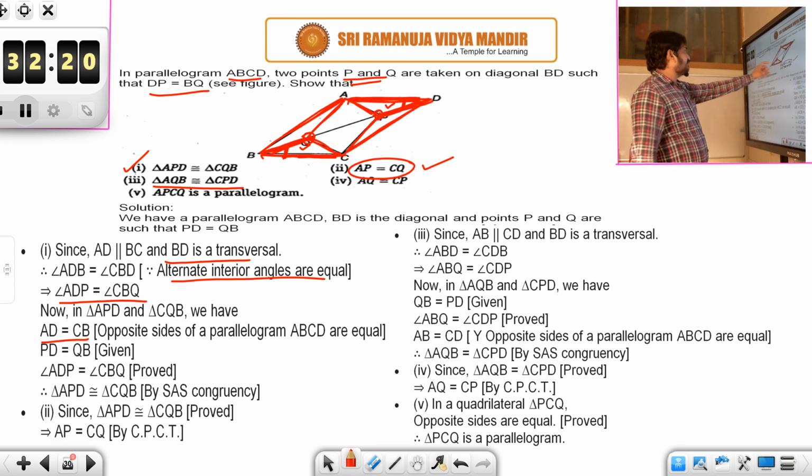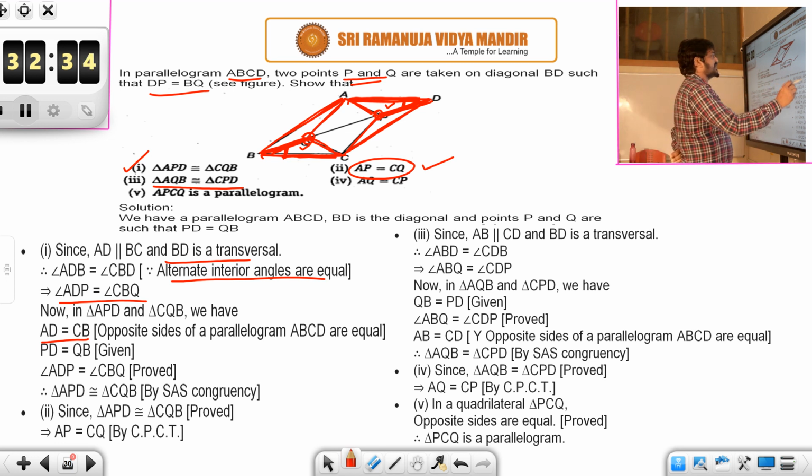The only thing is, in the first part you proved AD and BC as parallel lines; here AB and CD will take their place. But again it is a similar type of proof. Since AB is parallel to CD and BD is a transversal, you will show that angle ABD, this angle, will be equal to this angle, because these two are alternate angles. And then we are given that QB is equal to PD, that is given in the question.